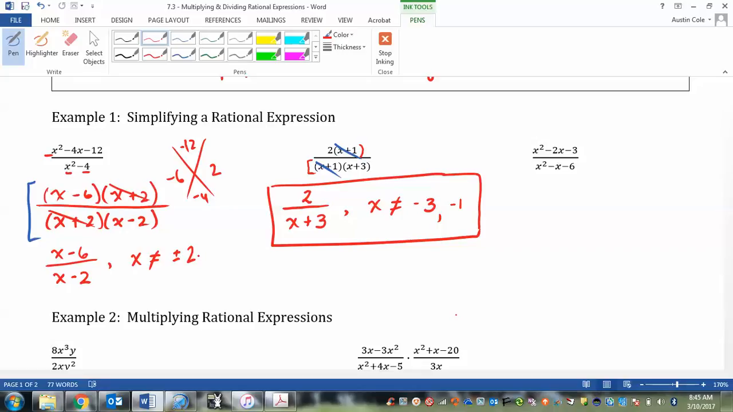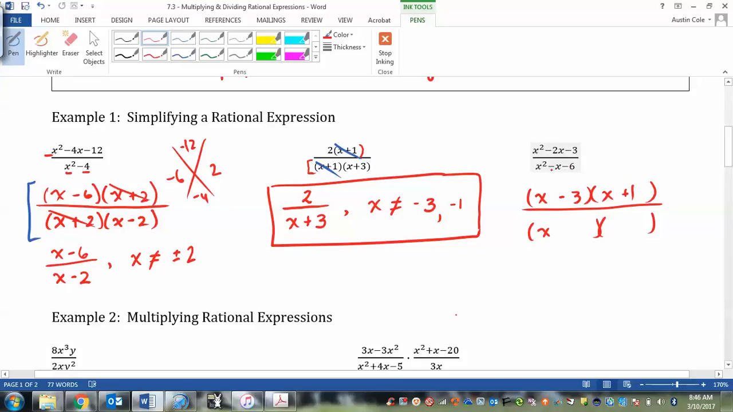Okay, here we go. Let's factor the numerator here. Factors of negative 3 that add up to negative 2. Negative 3 and positive 1. And x factors of negative 6 that add up to negative 1. I think that's negative 3 and positive 2. Would you guys agree there?